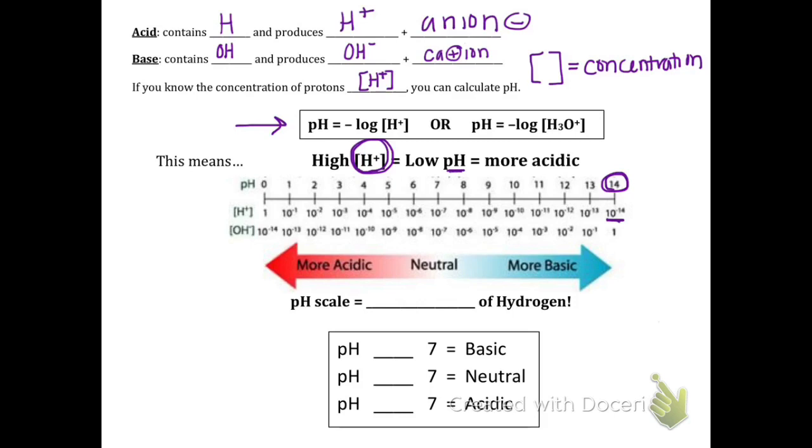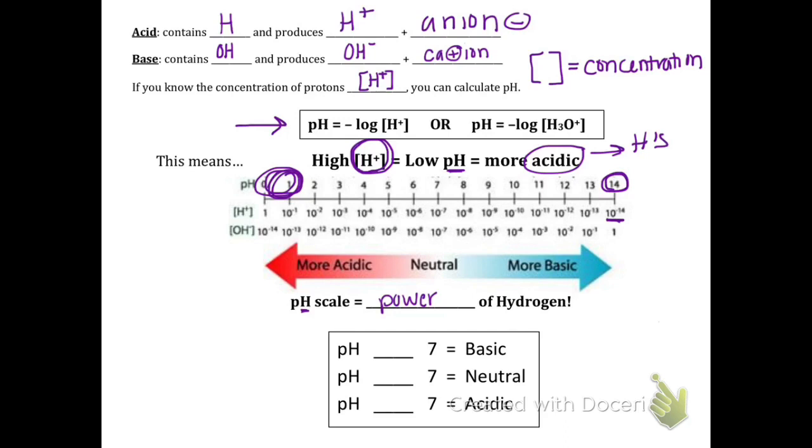And a low pH means it's more acidic. So a pH that is way down here means there's a lot of H's in that solution, and therefore it is more acidic, because the pH scale basically tells us the power of hydrogen. Basically, how many hydrogens are in our solution. So the more hydrogens you have, the lower the pH, the more acidic it is. Because remember, acids have H's, right? The more H's you have, the more acidic you are.